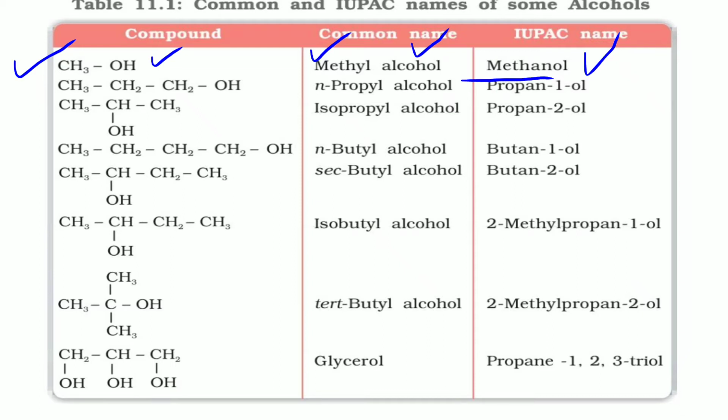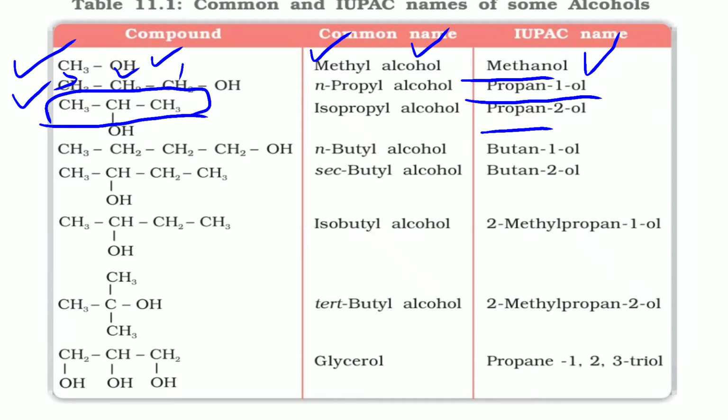Similarly, in the second you can see 1, 2 and 3 carbons. So here you can see propan-1-ol. Here also the longest chain is 3 carbons, so propane, and we can number 1, 2, 3. At the 2 position OH is present, so propan-2-ol.